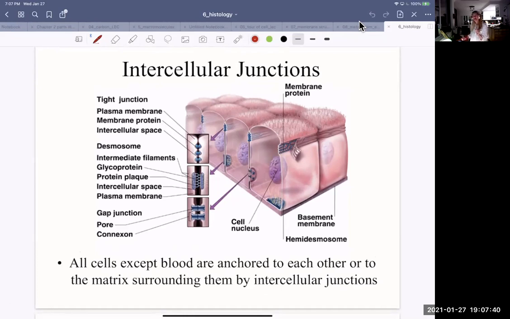Inter means between one thing and another, so two different cells, inter. If you're saying intra, that is within the cell. So the word intra means within, inter means between. So intercellular junctions. So there's the tight junction here, and it holds the cells very closely together. There's the desmosome. Here, looks a little bit like a zipper.